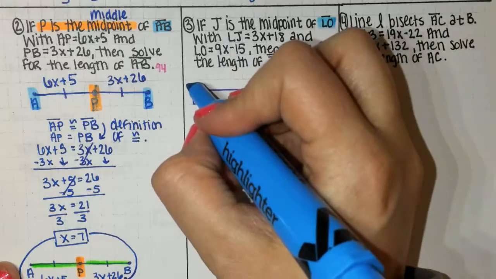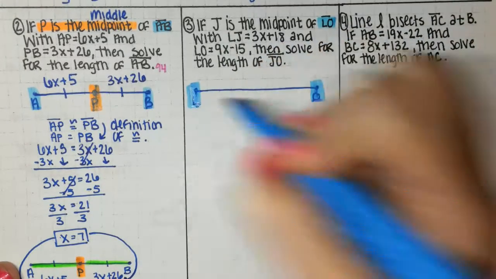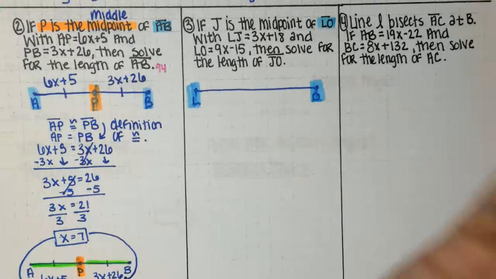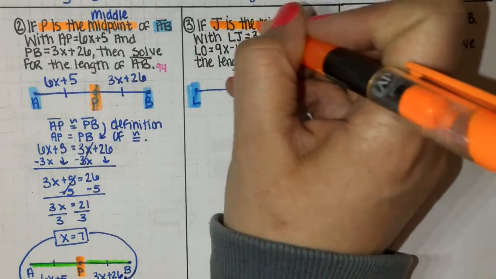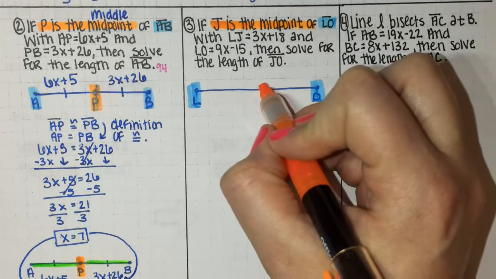So those are kind of like our little boundaries. Okay. All right, next. It says that J is the midpoint of LO. Just like over here, midpoint means middle. So now we're going to name the midpoint J. Let's see. I think this looks about the middle.